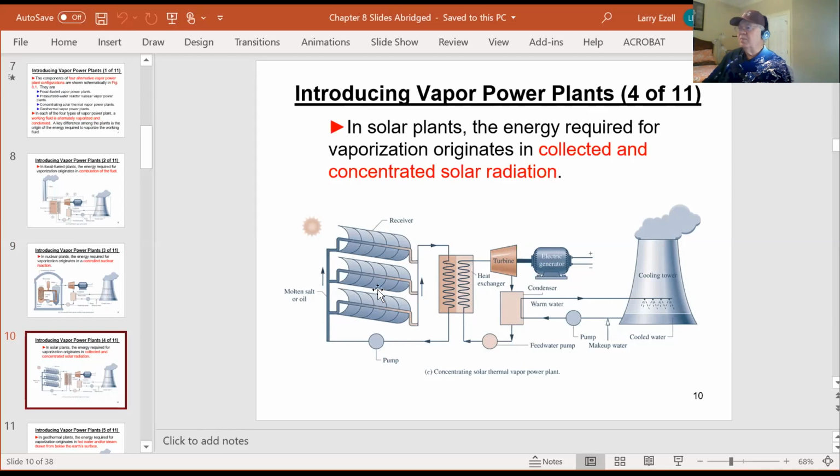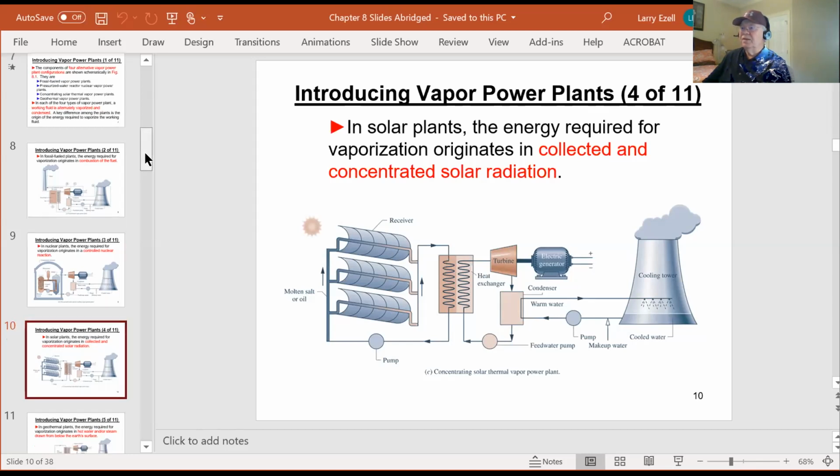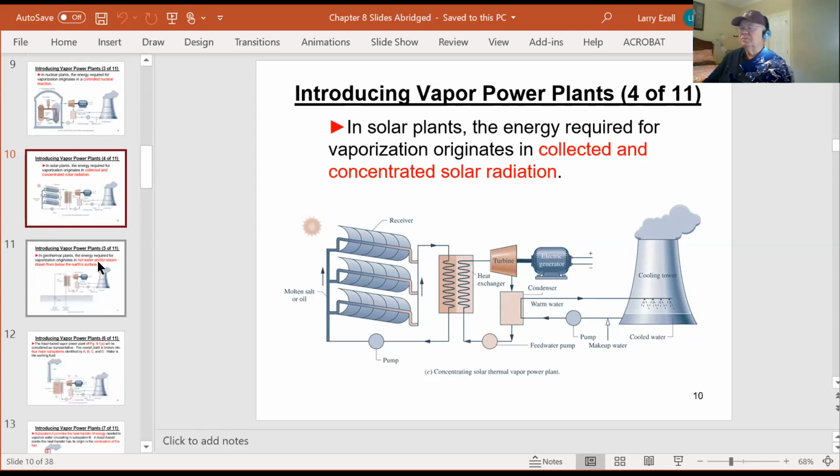The problem you always have with solar is that it just takes so much area of solar collectors to absorb enough energy to be significant. But hopefully this process will come along.